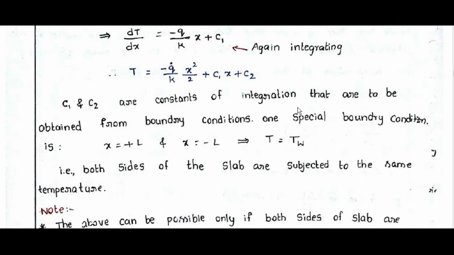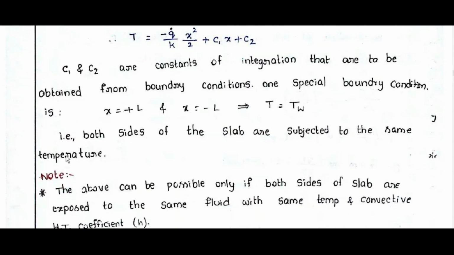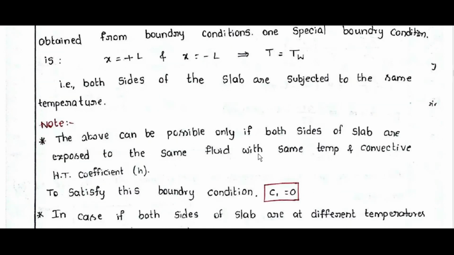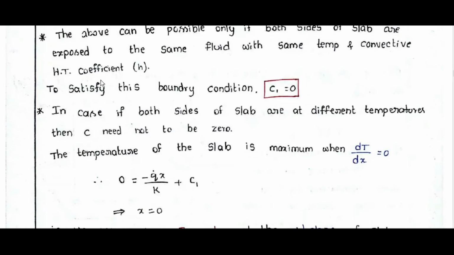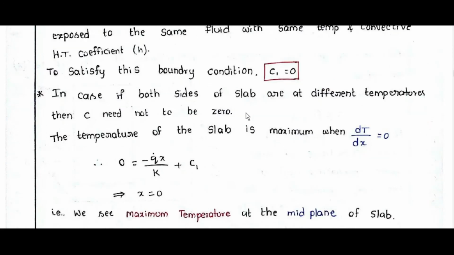C1 and C2 are constants of integration that are to be determined from boundary conditions. One special boundary condition is x equal to plus L and x equal to minus L, T is equal to TW. That is, both sides of the slab are subjected to the same temperature. Note, the above is possible only if both sides of the slab are exposed to the same fluid with the same temperature and convective heat transfer coefficient h. To satisfy this boundary condition, C1 is equal to 0.